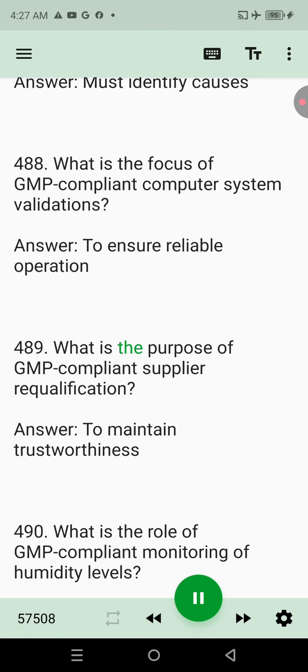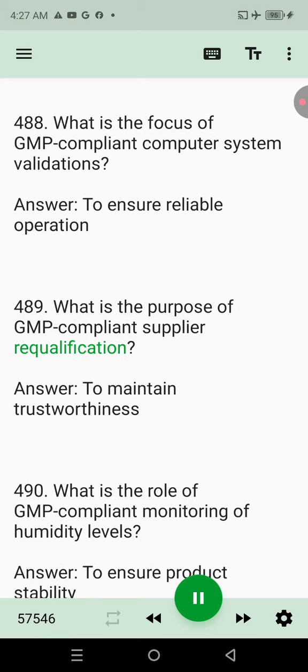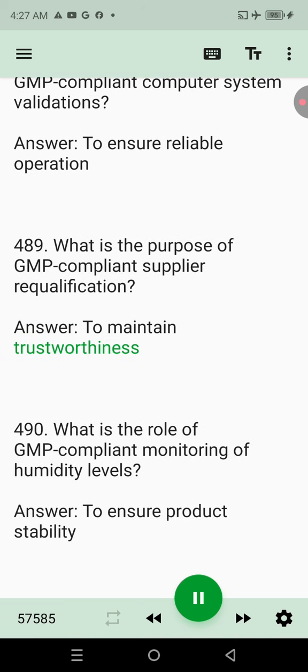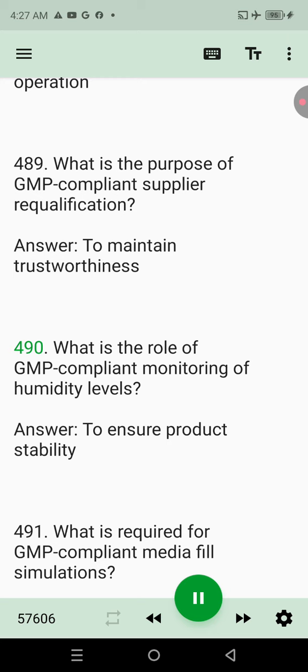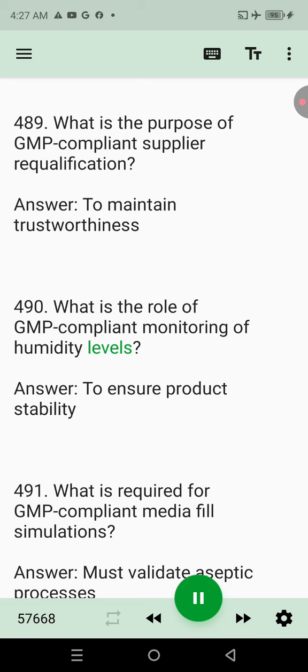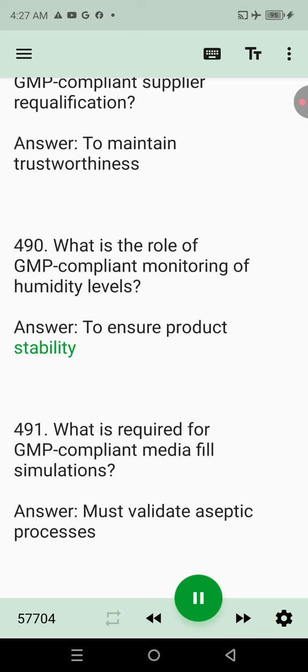489. What is the purpose of GMP-compliant supplier requalification? Answer: To maintain trustworthiness. 490. What is the role of GMP-compliant monitoring of humidity levels? Answer: to ensure product stability.